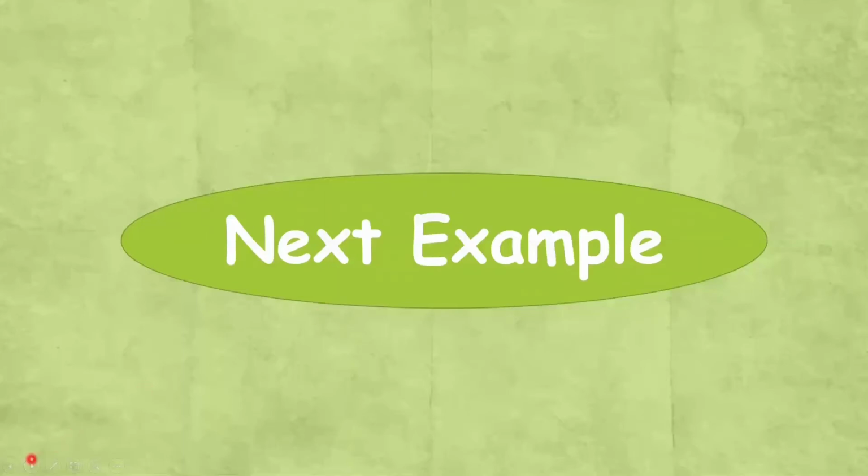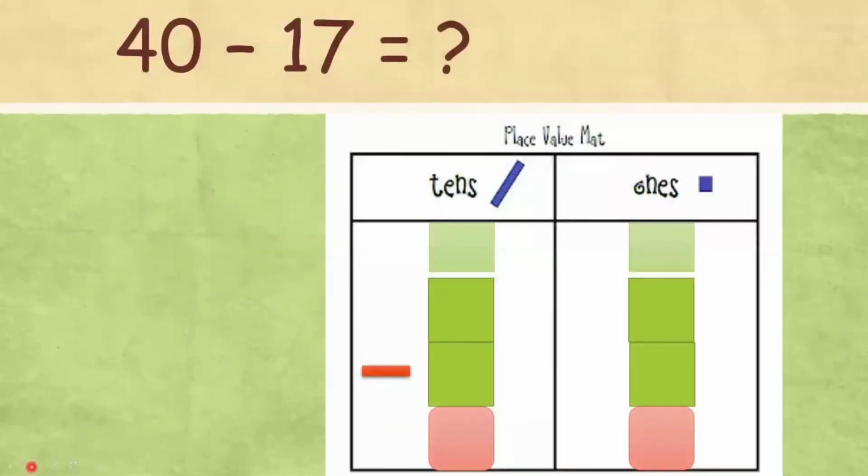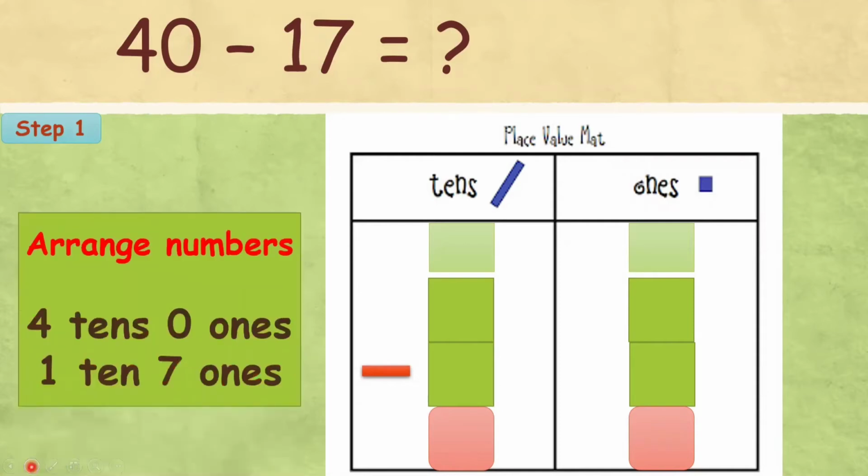Let us take another example. If I say, what is 40 minus 17? Our first step would be to arrange the numbers vertically as per their place value. 4 tens and 0 ones minus 1 ten and 7 ones. So here we have placed the numbers according to their place value. Step number 2.